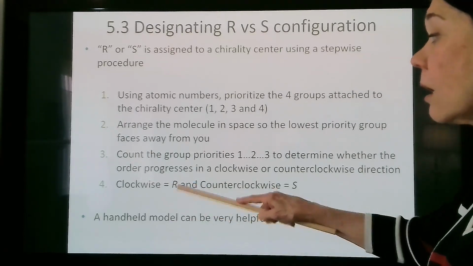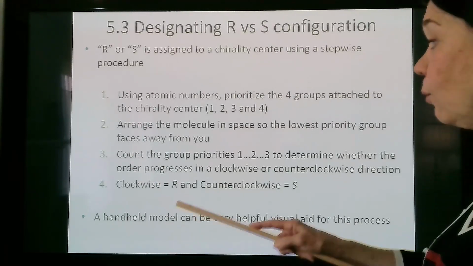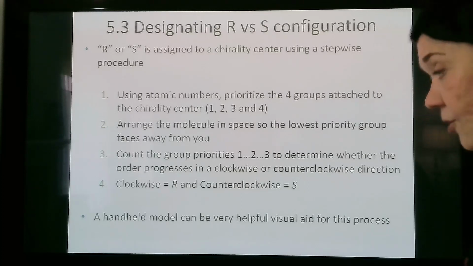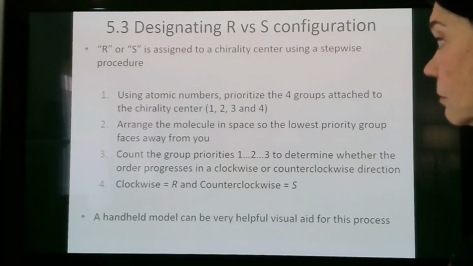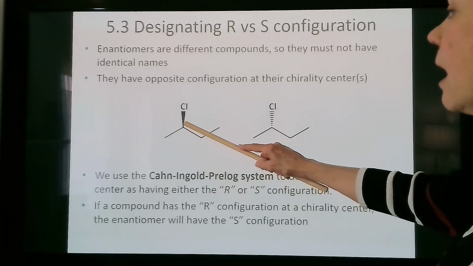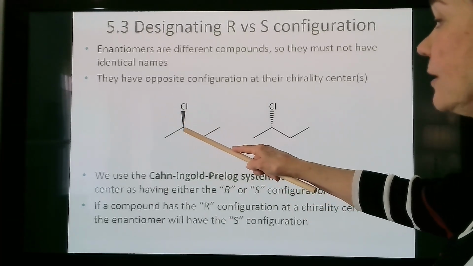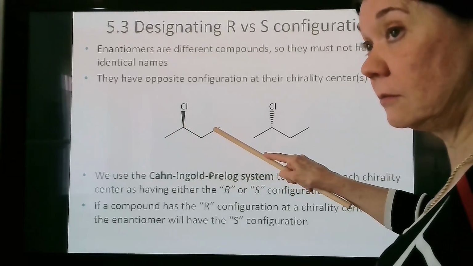So the R is a prefix, and it will be in italics and in parentheses and followed by a dash as a prefix to the name. So this one will be parentheses R, close parentheses, dash, 2-chlorobutane. Okay?